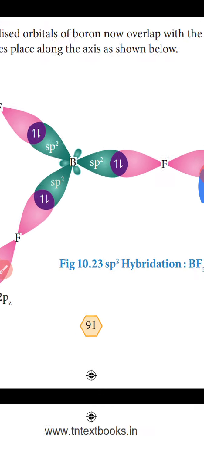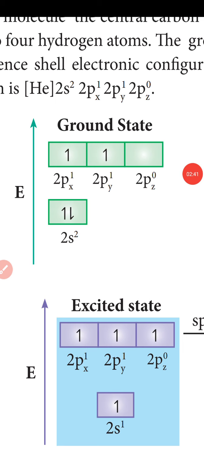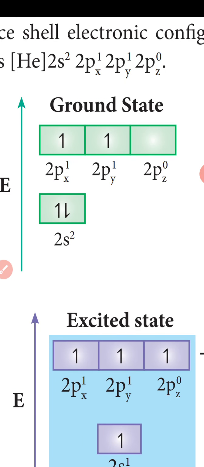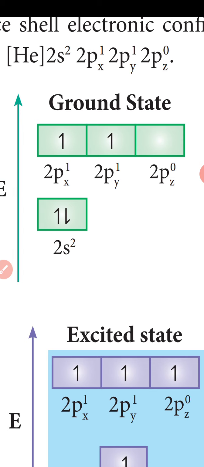Then another one: sp3 hybridization. sp3 hybridization can be explained by considering methane as an example. In methane, the central carbon atom is bonded to 4 hydrogen atoms. The ground state valence shell electronic configuration of carbon is helium 2s2 2px1 2py1 2pz0.